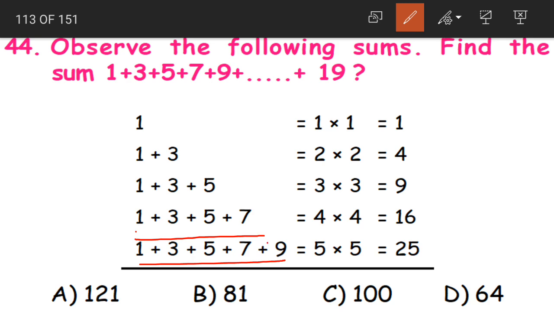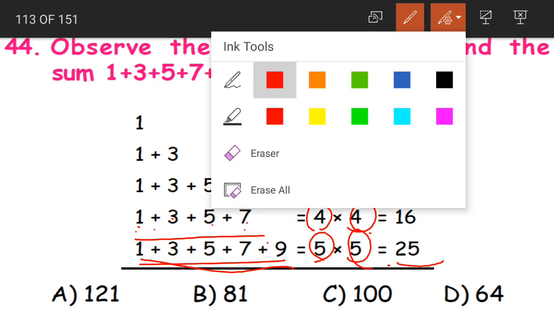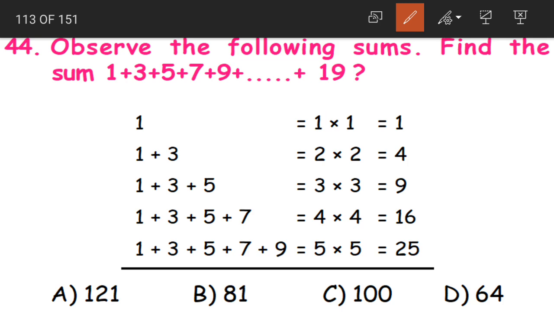Yes. Now the sum of the given odd numbers from 1 is equal to the number of numbers that we have here. We are having 4 odd numbers. So 4 into 4. We are having 5 odd numbers. So the sum would be 5 into 5. That is nothing but 25.